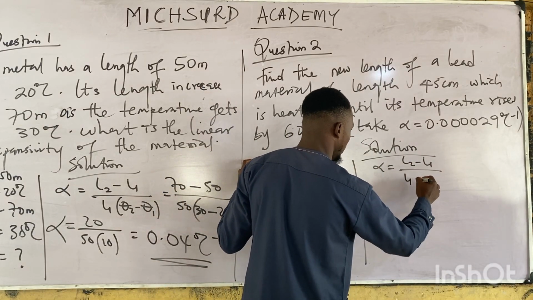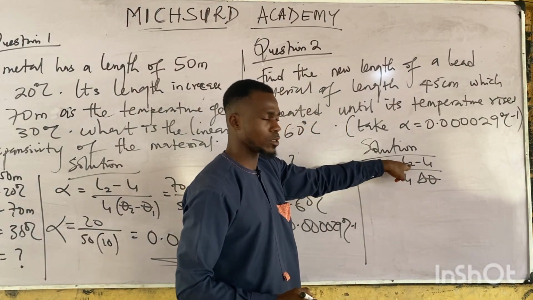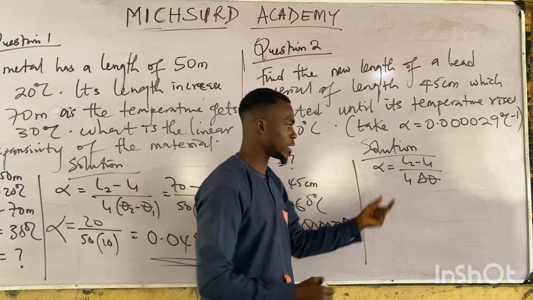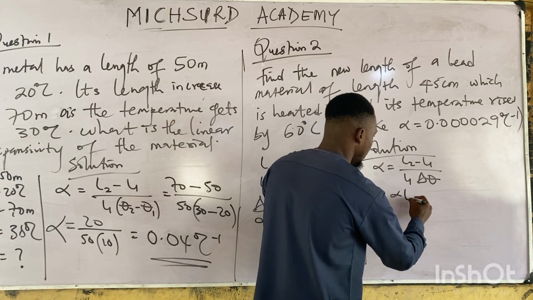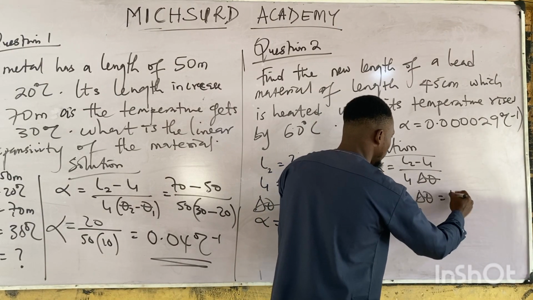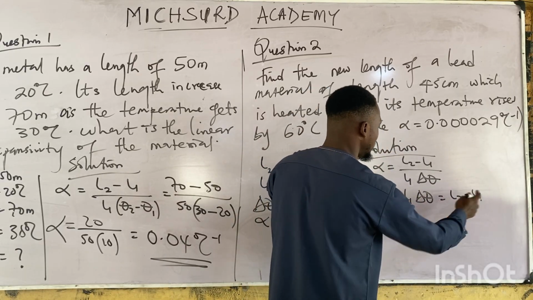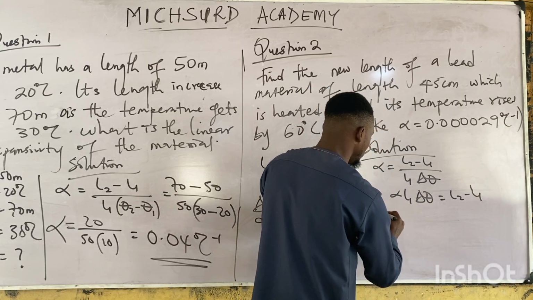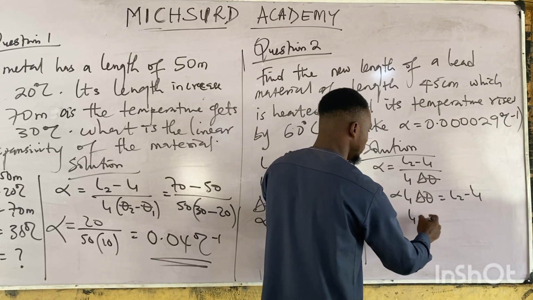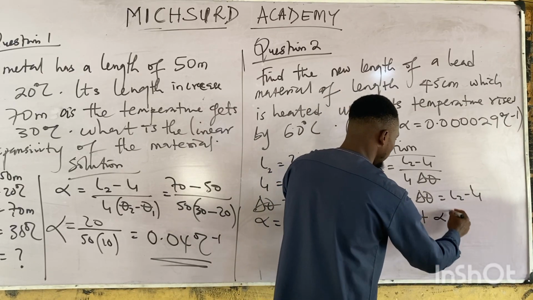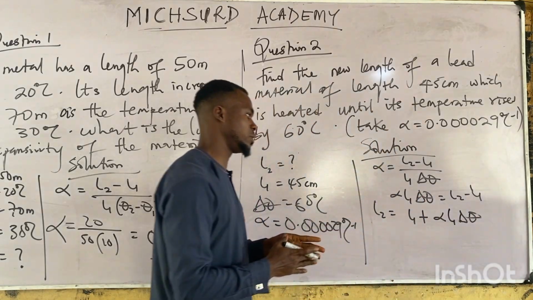So if we use our formula, where linear expansivity is equal to L2 minus L1 all over L1 change in theta, we can make L2 the subject of the formula. We cross multiply, so you'll be having alpha L1 change in theta equals L2 minus L1. So our L1 can move over to this place, so L2 will be L1. If it crosses here, it becomes plus, then plus alpha L1 change in theta.